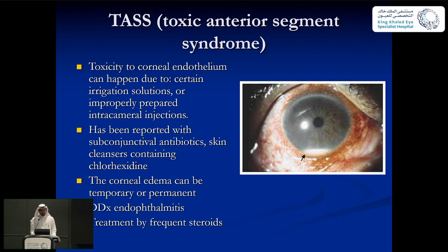Toxic anterior segment syndrome: toxicity to the corneal endothelium can happen due to certain irrigation solutions. If the irrigation solution is not of the proper concentration, or if the intracameral injections are not of the proper concentration, it might cause toxic anterior segment syndrome. It has also been reported with conjunctival antibiotics and skin cleanser containing chlorhexidine.